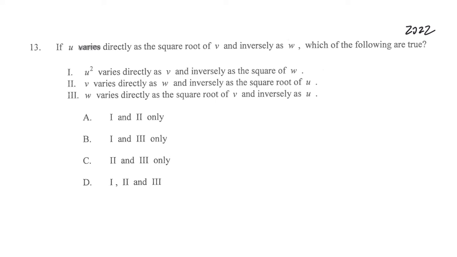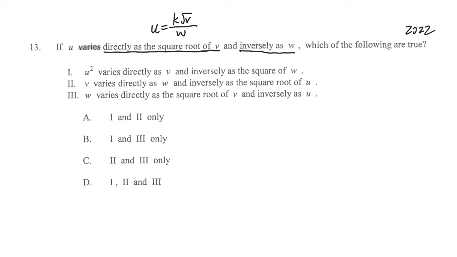So u varies. So u equals, when we make it an equation, to a constant k, and directly as the square root of v, so times the square root of v, and at the same time inversely, so we have to use the divide sign, inversely as w. This question is a little bit different from what DSE questions normally look like, but the method is still the same. Here we would make the k a constant.